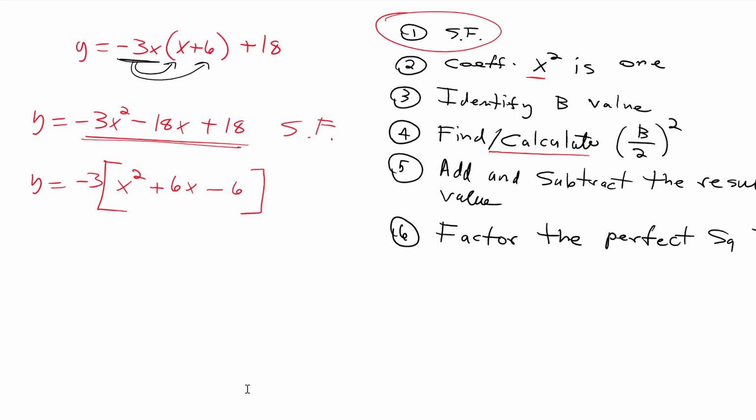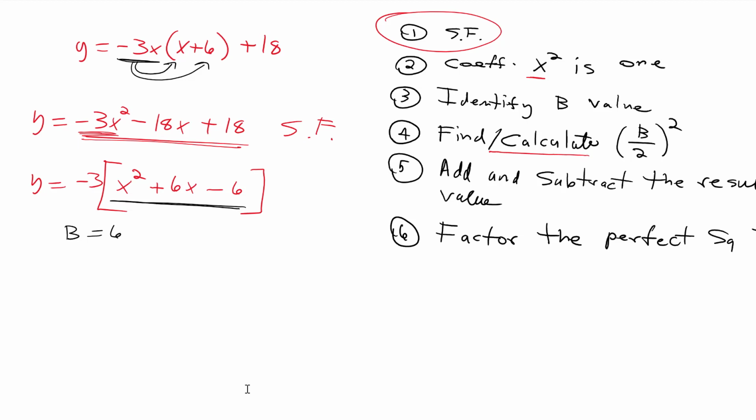Always check your work along the way, especially involving negative signs. So -3 times x squared is -3x squared. -3 times positive 6x is -18x. And -3 times -6 is positive 18. So this is the proper factoring of this guy. Now we need to identify the b-value of this polynomial. And the b-value is 6.